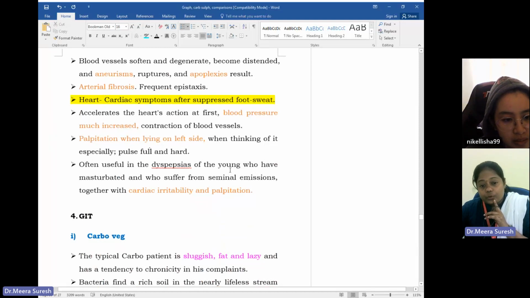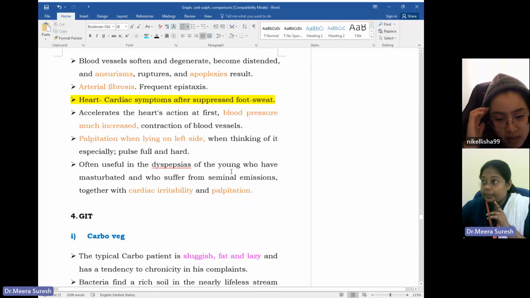And Baryta carb can also be given for young persons who are having the habit of masturbation. They're having the complaint of dyspepsia with cardiac irritability and palpitation. You can think of this medicine. And when we say palpitation, we can connect it even to the old maids, dwarfish hysterical women. If they're having palpitation, we can think about Baryta.